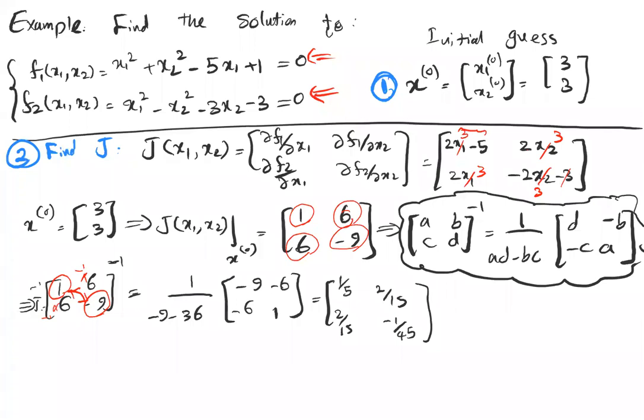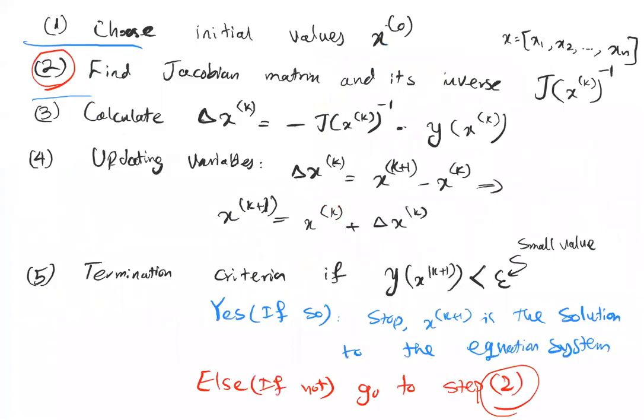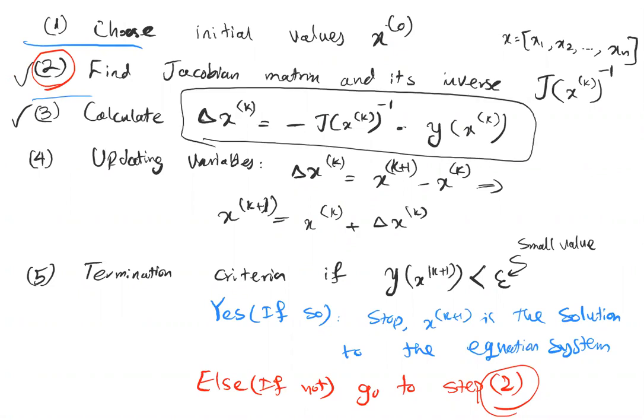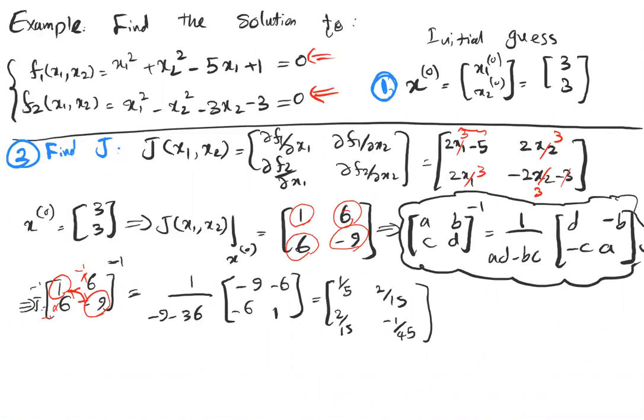Let's go back to the previous slide and see what's the next step. So we did this one. The next step is to find the updates. So we did step 2. The third step is to find updates using this. All right, so step 3. Delta x at iteration 1 is equal to minus Jacobian inverse evaluated at x0 multiplied by y, or f1 and f2 evaluated at x0.